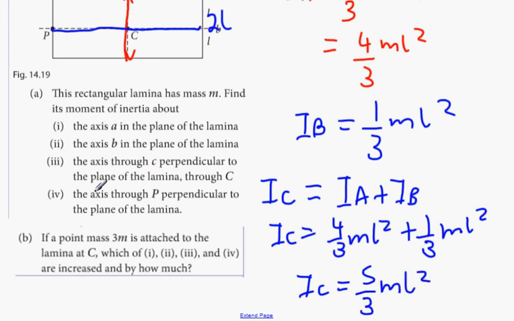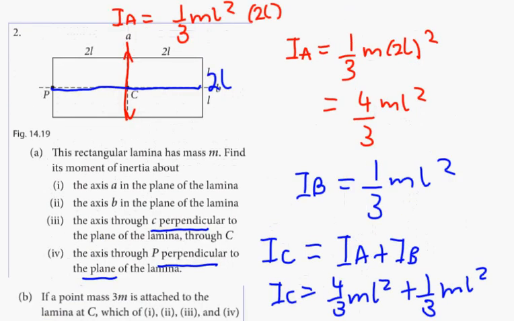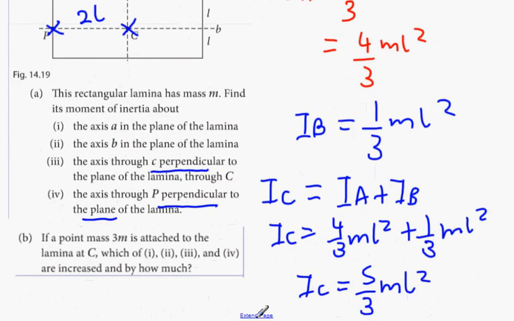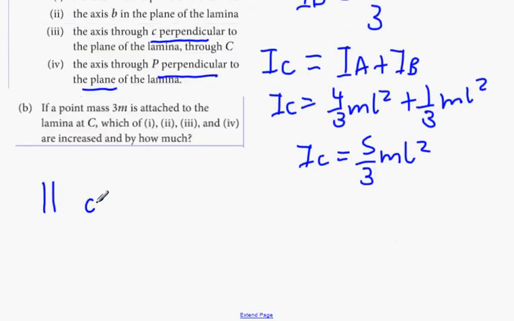Finally, parallel axis theorem. The axis through P, now remember it's perpendicular to the plane of the lamina. Now where is P? P goes in the same direction as C. I underlined the key words there to explain that. P is here, C is here. What's the distance between the two of them? 2L. They're both parallel to each other, so we're going to use the parallel axis theorem.